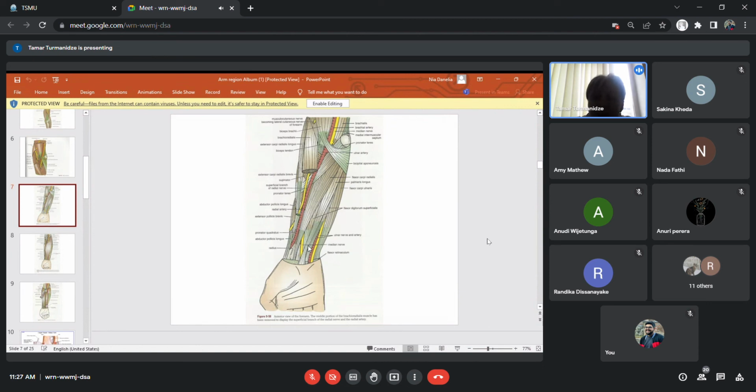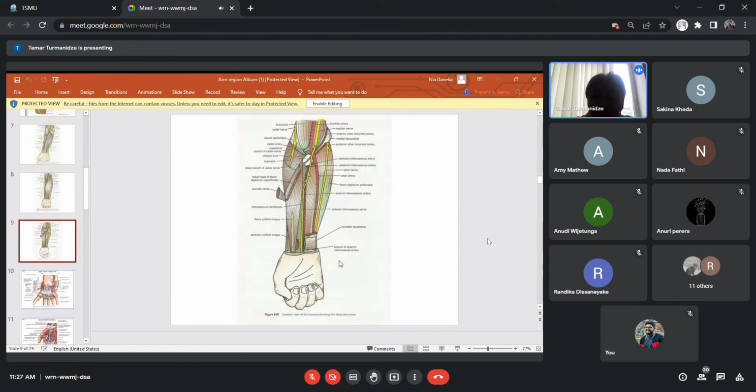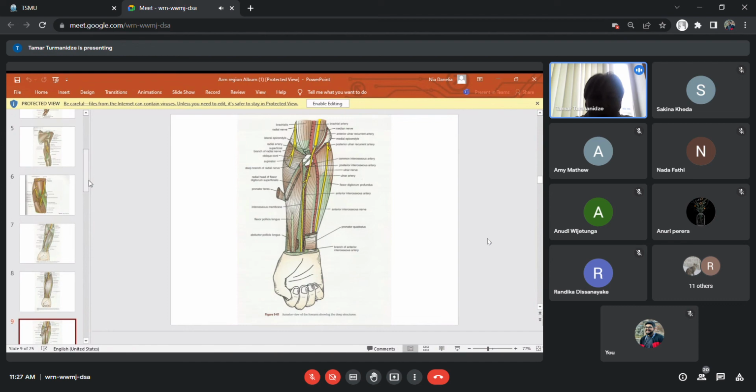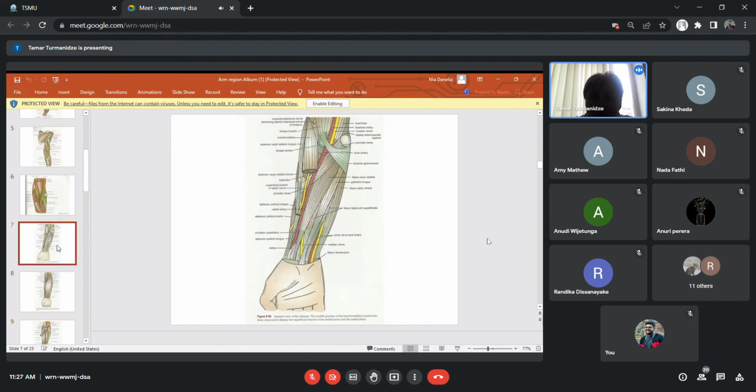And the fourth layer includes only one muscle, which is present in the lower third part of the forearm region, which is pronator quadratus muscle. By these muscles are formed the sulcuses. Also on the forearm we have sulcuses, which are formed by the muscles. We have three sulcuses: radial sulcus, ulnar sulcus, and median sulcus, which is present in the lower third part of the forearm region.